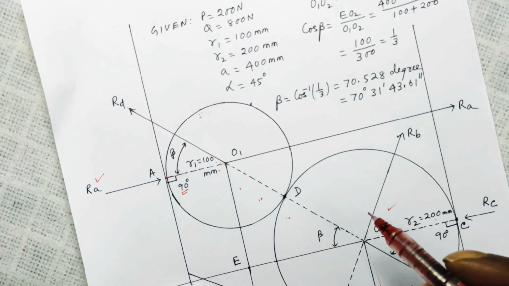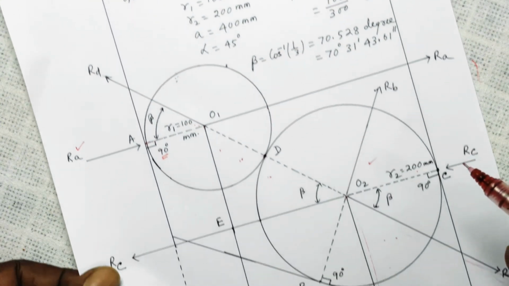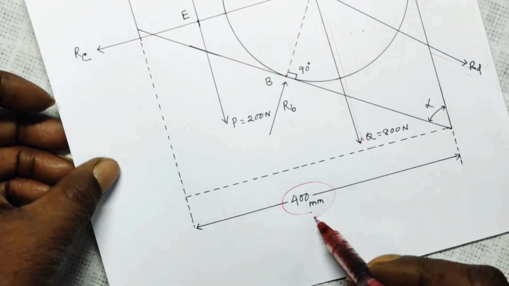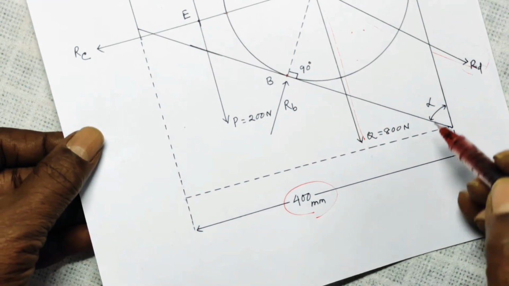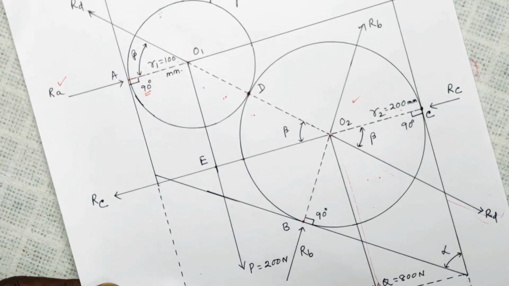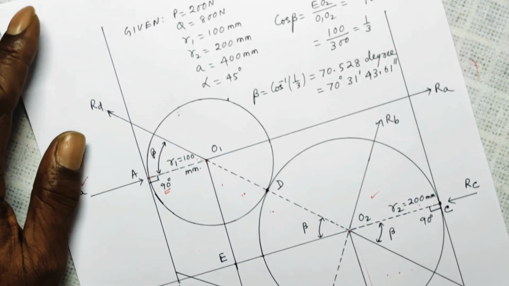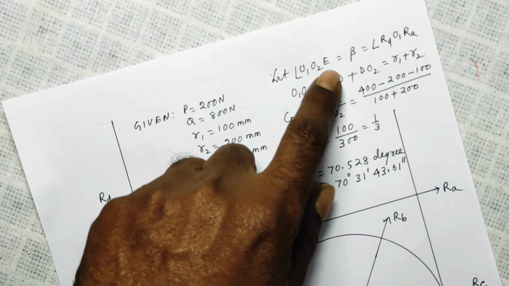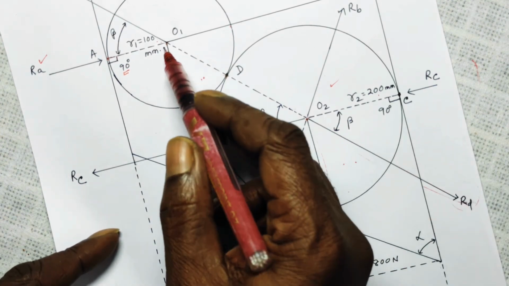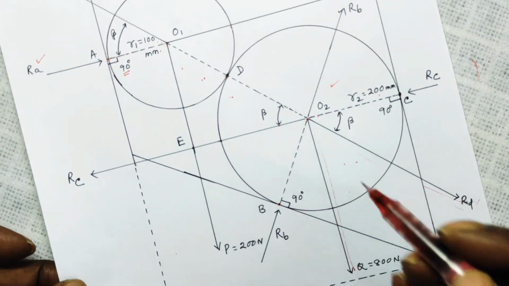And the distance between this wall and this wall, which I have shown below the diagram here, from this end to this end is 400 millimeter. And this angle alpha is given as 45 degree. So let angle O1O2E be beta. Let me show you. O1O2E, this angle is beta, suppose.